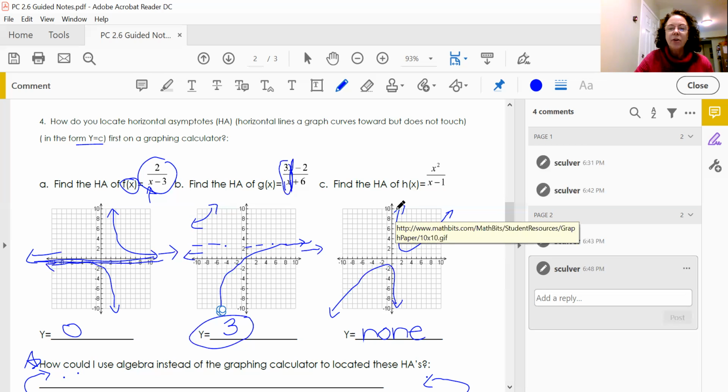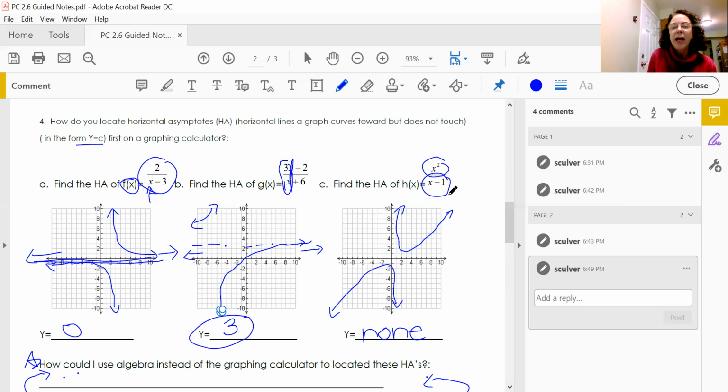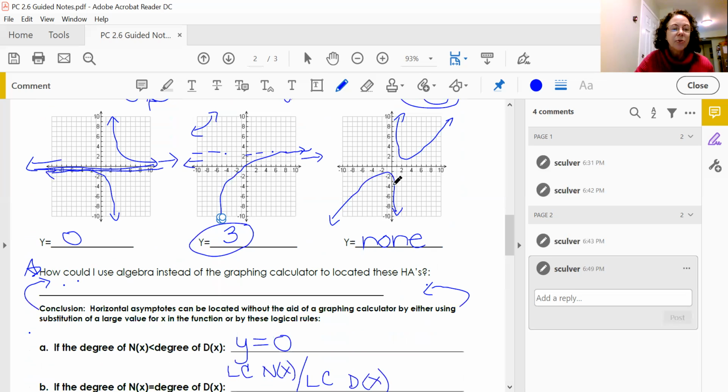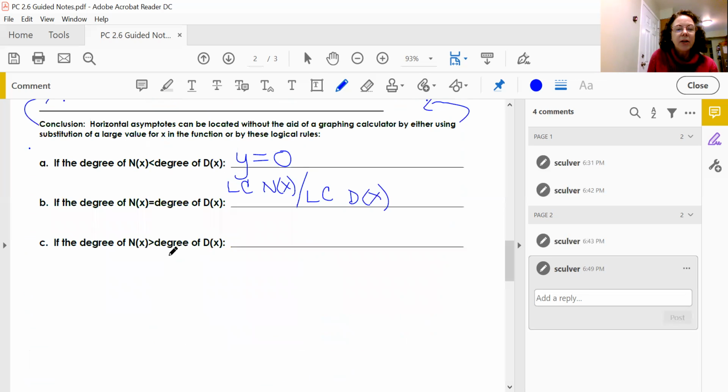Let's take a look at C. Notice we didn't find a horizontal asymptote. Notice that the degree of the numerator was higher than the degree of the denominator. In other words, as x's get very large, the numerator keeps getting bigger faster than the denominator, and this whole fraction just keeps getting bigger. It doesn't head towards a y value, it just keeps getting bigger. And that's our third rule. If the degree of the numerator is greater than the degree of the denominator, then there is no HA.